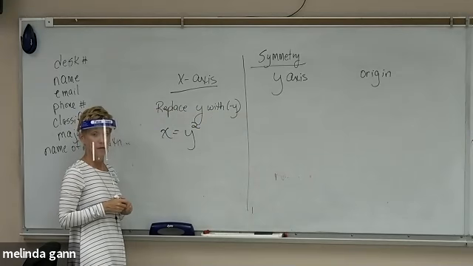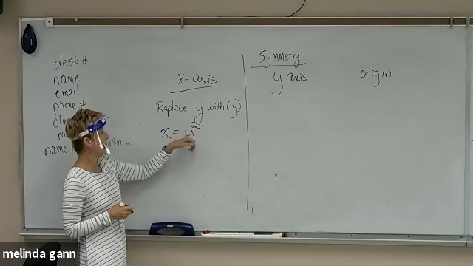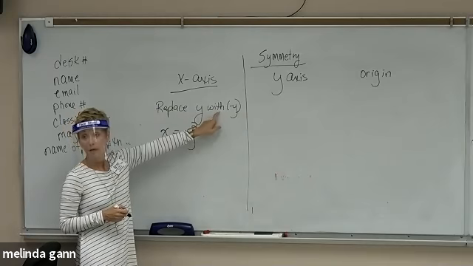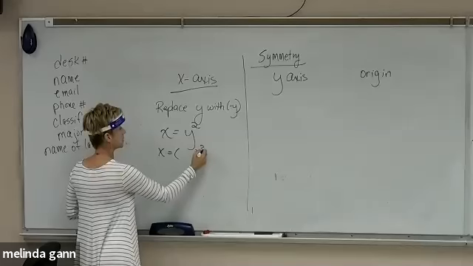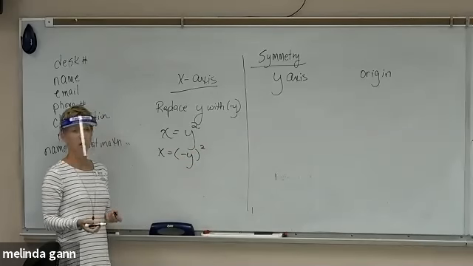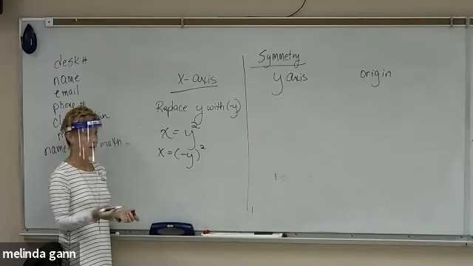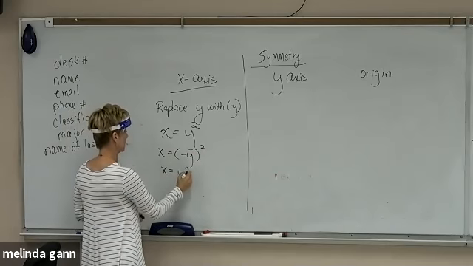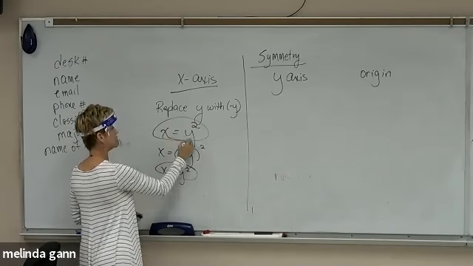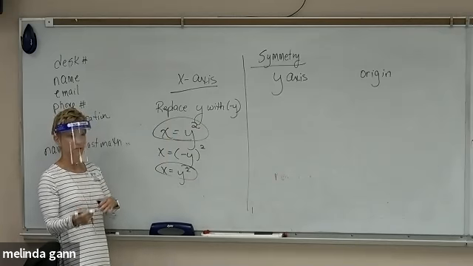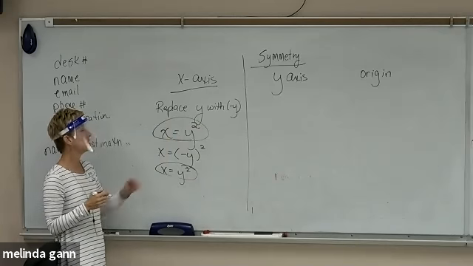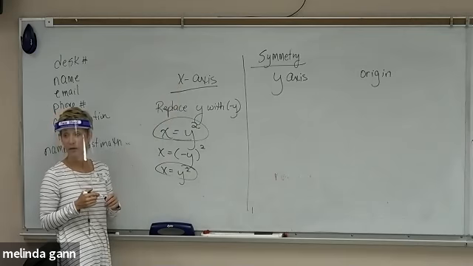Now, what am I going to replace y with? So instead of squaring y, what am I going to square? But what's a negative y times a negative y? Y squared. Does this look like the same thing you started with? Then it's got x-axis symmetry.